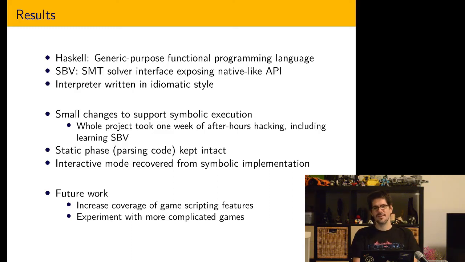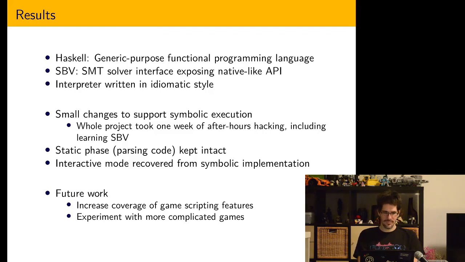So in summary, our result is that we took Haskell, a general purpose functional programming language, and SBV, an SMT solver interface exposing a native-like API. And we took an interpreter written in idiomatic style. With just small changes to that interpreter to support symbolic execution, like I said, the whole project took just 1 week, keeping the static phase, so parsing the code, intact. We didn't need to change any of that because that happens before we start the symbolic computations. And we were able to recover the interactive mode from the symbolic implementation by just feeding concrete values.